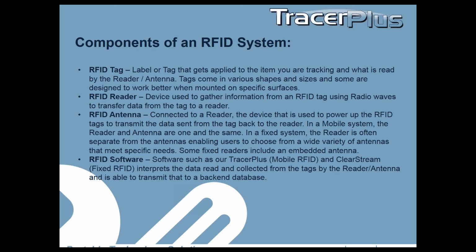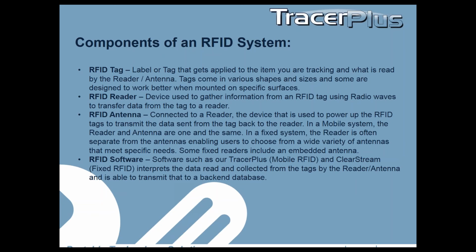In a mobile system, the reader and antenna are typically the same. They're all built into the same enclosure. As those familiar with the mobile readers will notice, you'll see that cone or radar-looking component on the front of the device. In a fixed solution, typically you will need to add additional antennas to it. This is good, because it enables users to choose from a wide variety of antennas based on their specific needs. As you'll see, antennas come in all shapes and flavors as well, depending on the type of performance that you need and the environment that you're in.